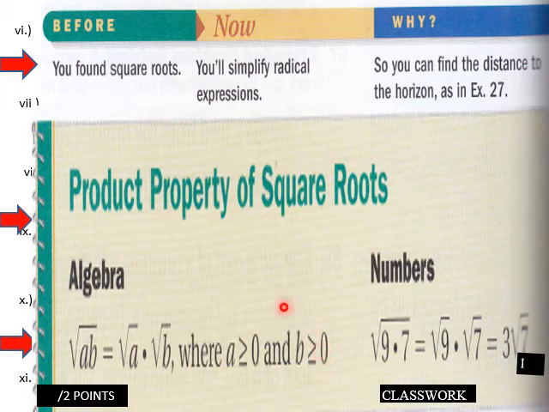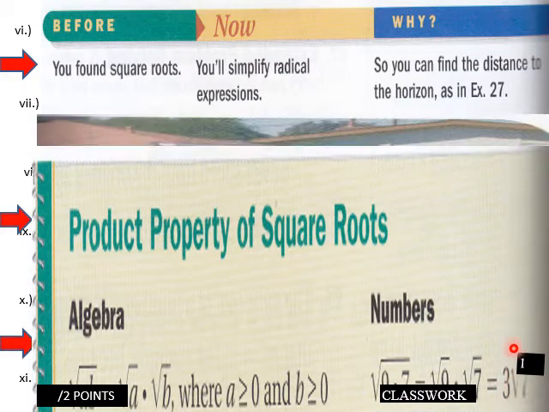This is a great little note here, and this is your classwork sheet, students, page 1. Algebra, radical AB equals radical A times radical B. And you have those limitations. Say, for example, radical 9 times radical 7. We have 3 times radical 7. This would be the square root of 63. Could be factored like this.